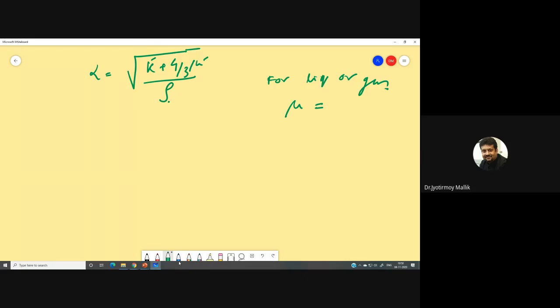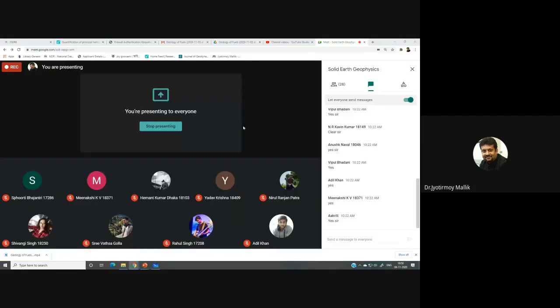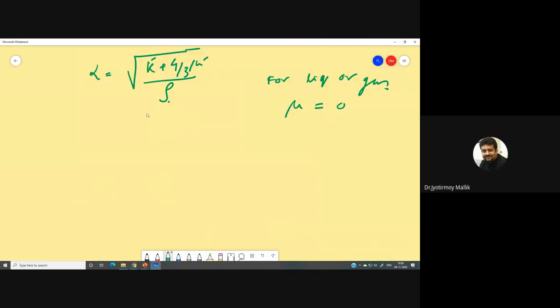So for liquid or gas, what is the value of mu? What is the shear modulus for liquid or gas? Can someone tell me? What is the value of shear modulus for liquid and gas? 0, absolutely. So for liquid and gas, mu will be 0. So what I would be left with is alpha equal to root over K by rho.